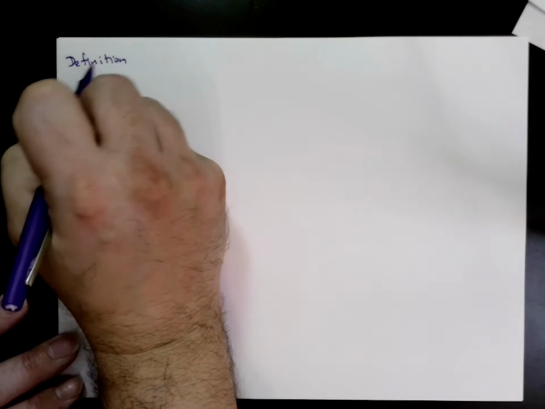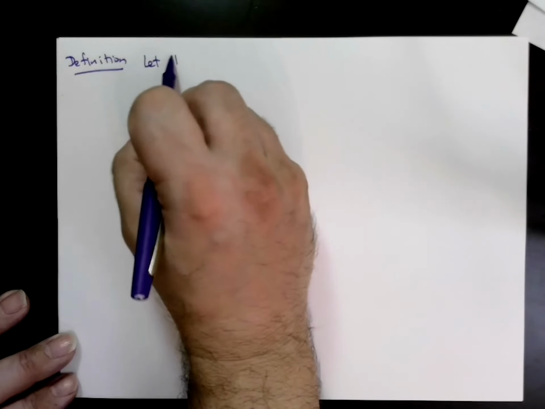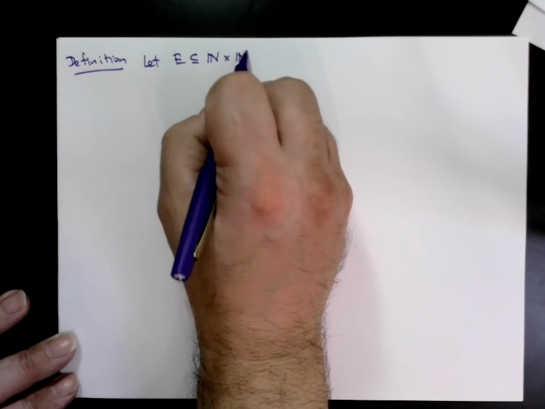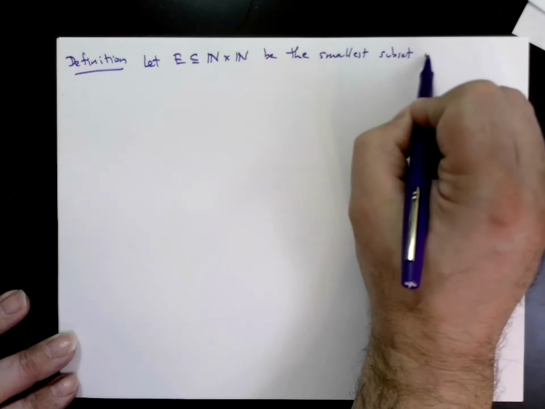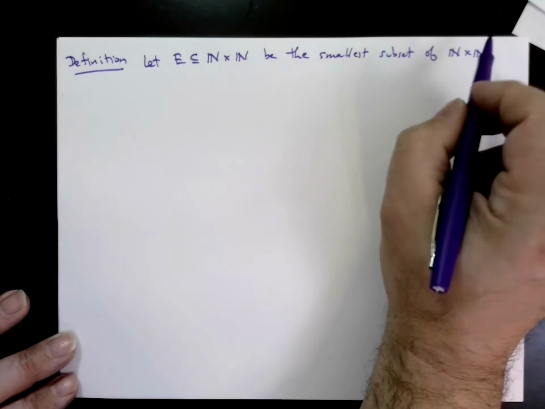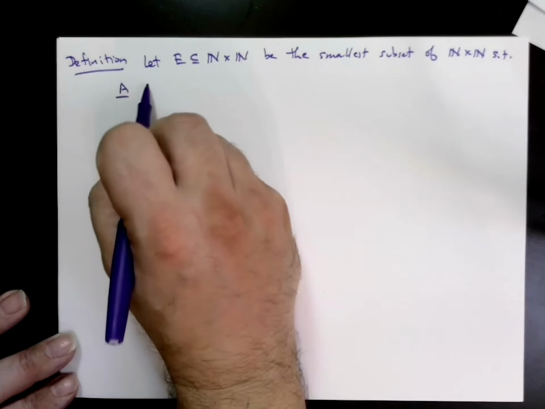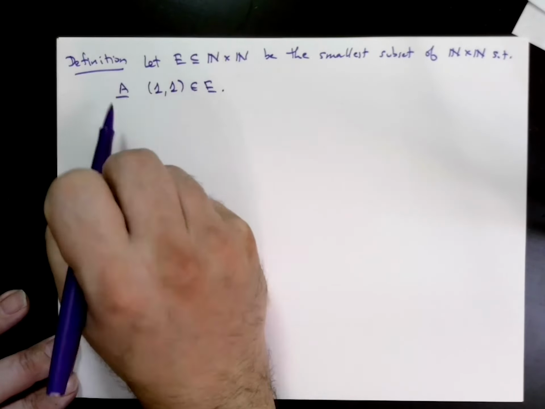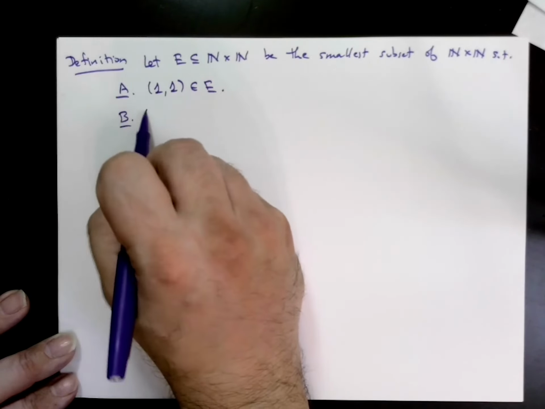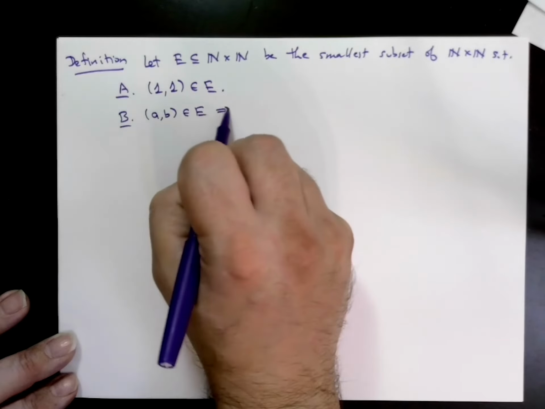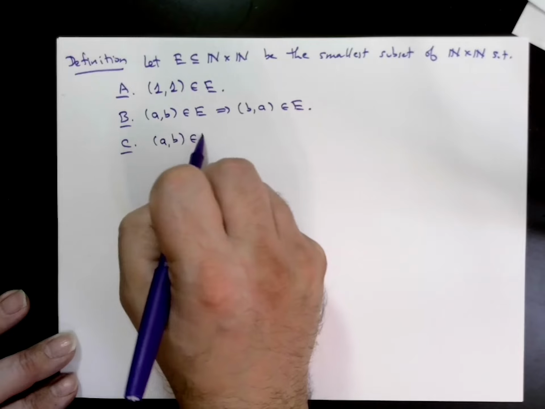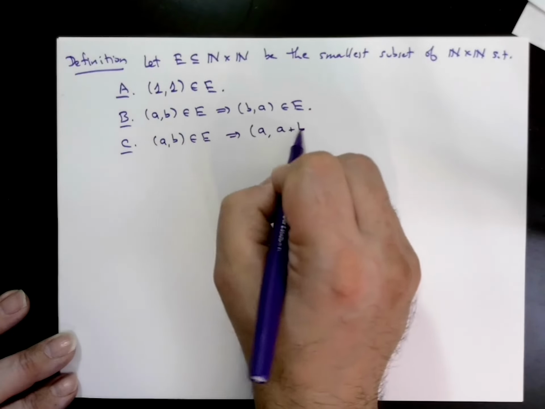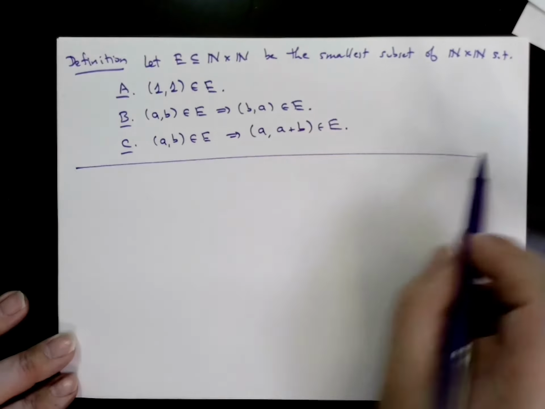Let E be the smallest subset of the naturals cross the naturals with the following three properties. Property A, the pair 1, 1 is in E. Property B, if any pair AB is in E, then BA is in E. And then finally, property C, if AB is in E, then A plus B is in E. This is clearly a non-empty subset of N cross N. But what is it exactly?